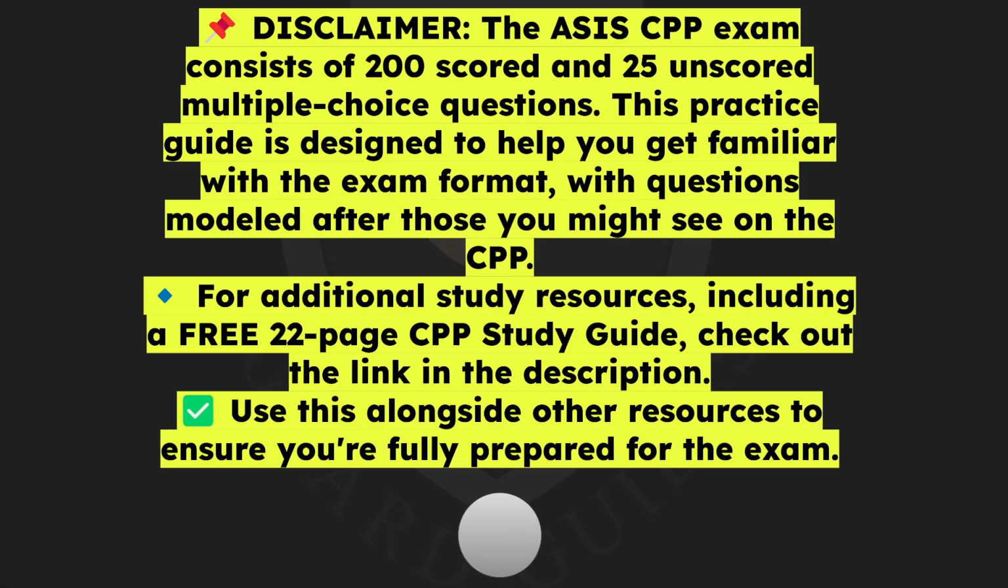As always, a disclaimer. The ASIS CPP exam consists of 200 scored and 25 unscored multiple choice questions. This practice guide is designed to help you get familiar with the exam format with questions modeled after those you might see on the CPP.